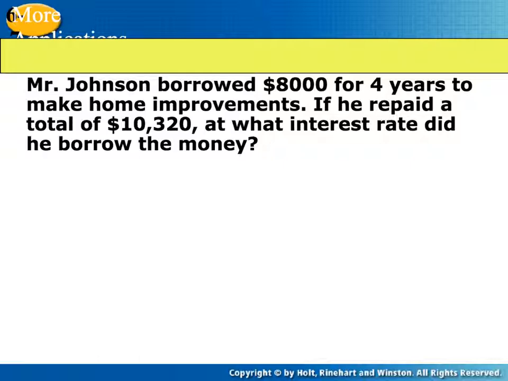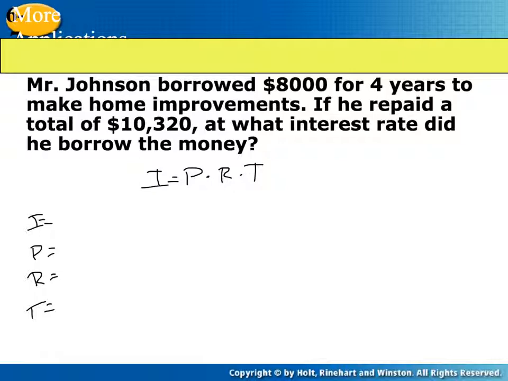Using that same formula of I equals P times R times T. I'll give you a hint. 10,320 is not your interest. And go. All right? Trying to find I, P, R, T. We're trying to find our interest.